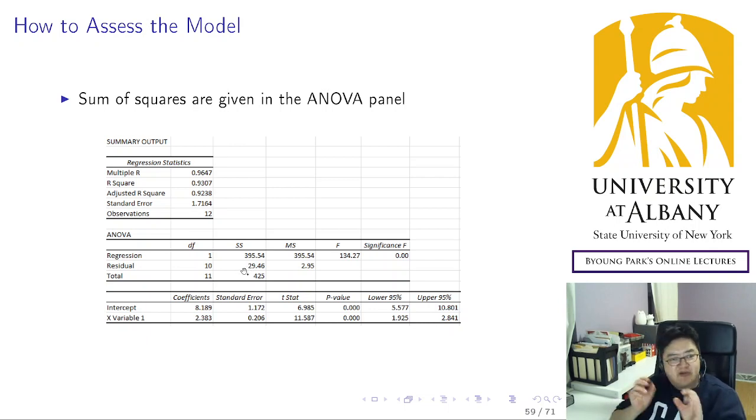That's a very interesting decomposition, and we call this kind of analysis ANOVA. It is an abbreviation from analysis of variance, right? ANOVA is short for analysis of variance.